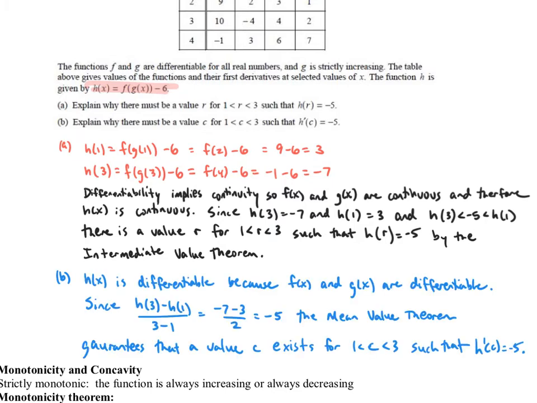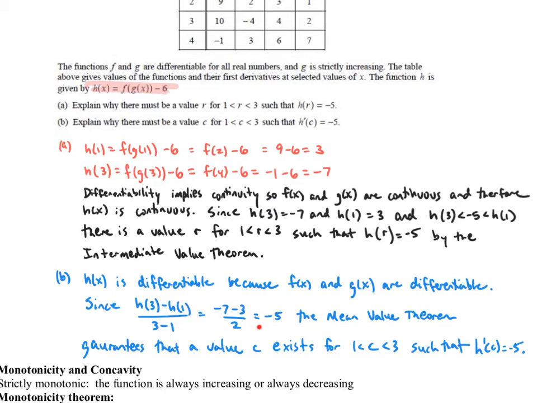Okay, so with this one, we're stating that h is differentiable because both f and g are differentiable. With the mean value theorem, that is definitely one of the keys that you have to include is differentiability. Just because f and g are differentiable, we would want to be safe and say that because h is made up of them, it is also differentiable. And then we're looking at the average rate of change, and the average rate of change is here with h of 3 minus h of 1 divided by 3 minus 1, and that is equal to -5 algebraically.